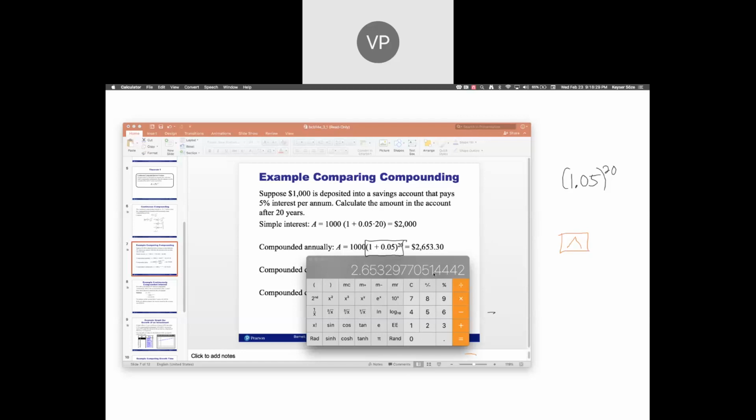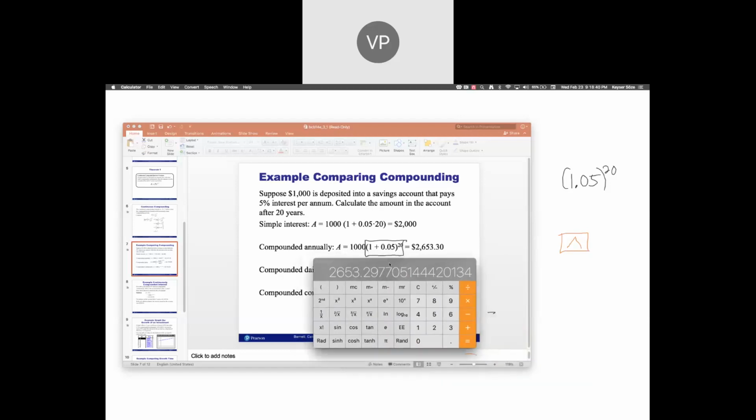Now, you don't even have to write it down, because what happens next is you're supposed to multiply that answer by 1,000. While it's in my calculator, I'm going to leave it all there so I don't have to round anything. Now I have this answer, and you're supposed to round it to the nearest penny. So $2,653, and that 7 means go up to 30 cents. That's how they got this answer right here. That's how you apply this compound interest formula.